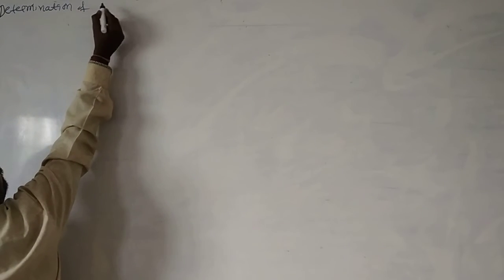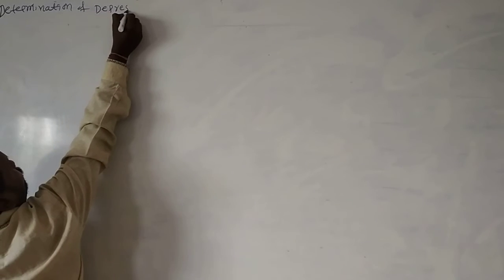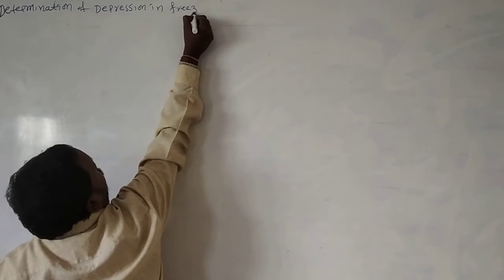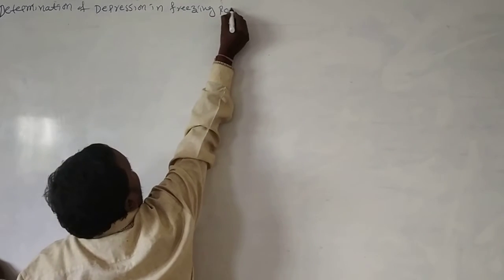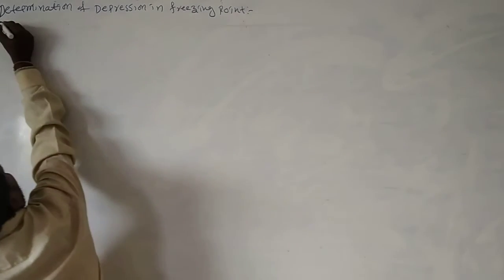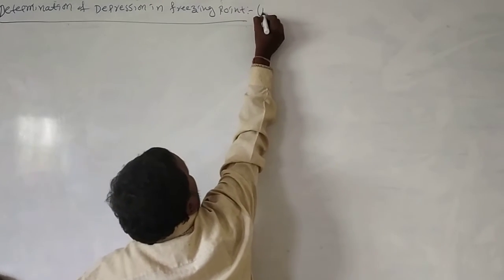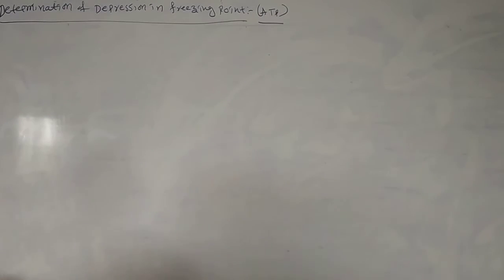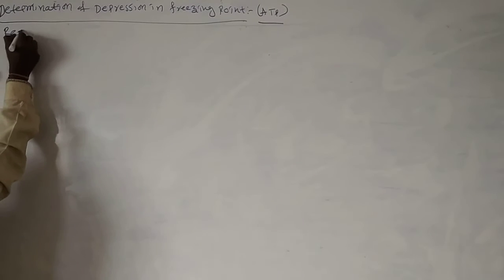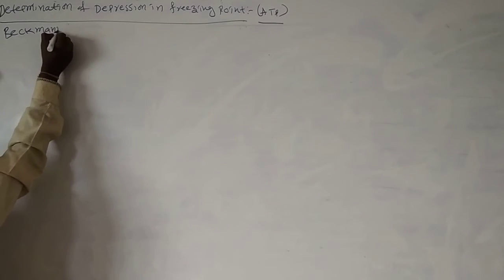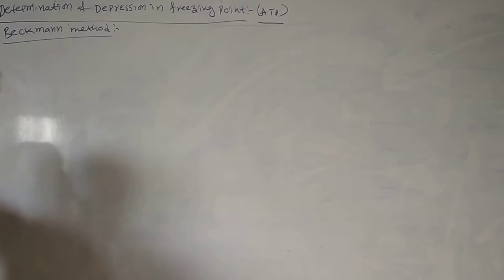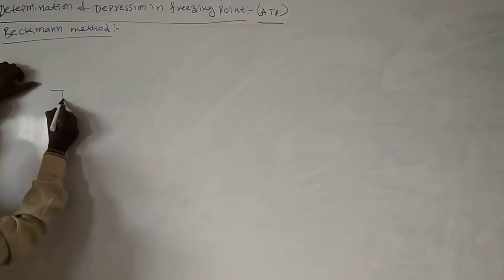Determination of depression in freezing point. Depression in freezing point is indicated with delta TF. This method we call the Beckman method. In this Beckman method, we take two experiments.